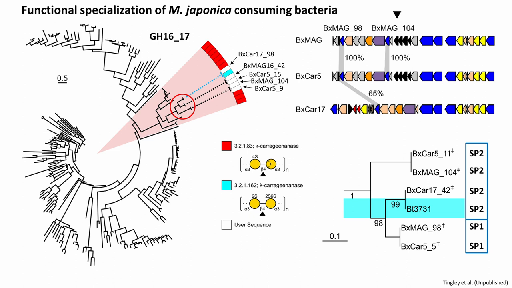When we look at our CAR17, this one at 65%, it shows very high identity to the lambda carrageenanase. So what's pretty interesting here is we think we've got two groups of enzymes that are active on kappa, and then we've got the one that's active on lambda. Okay, and these are quite structurally distinct substrates.